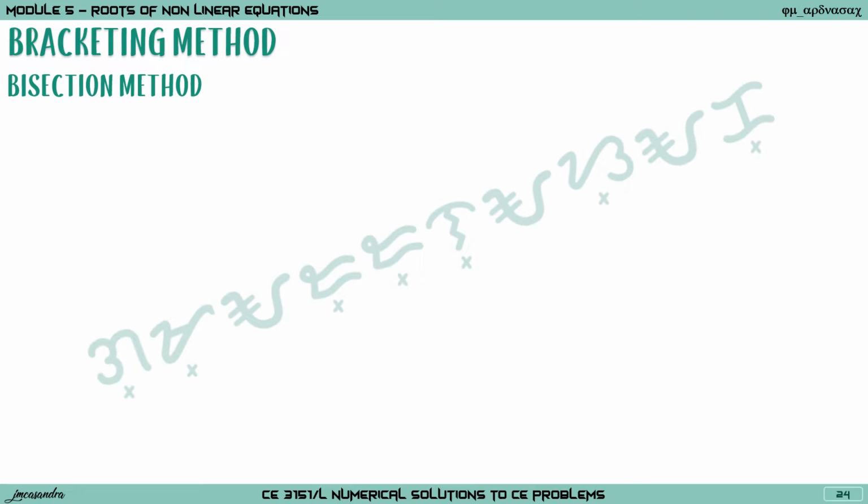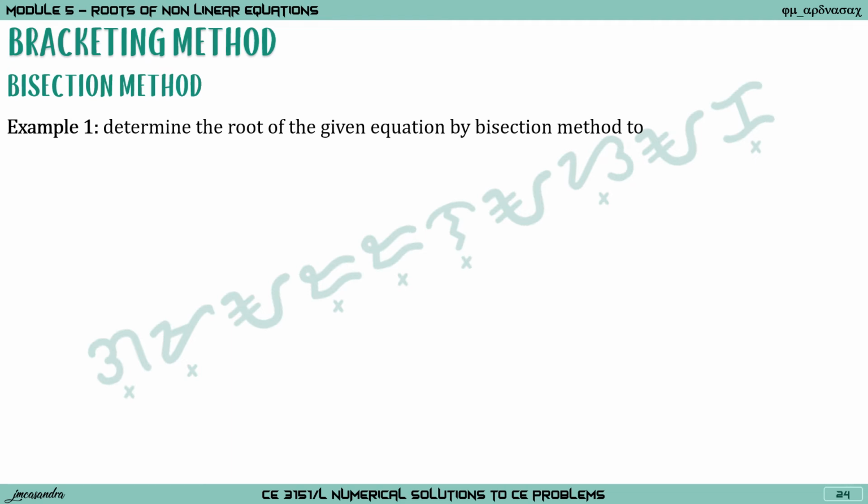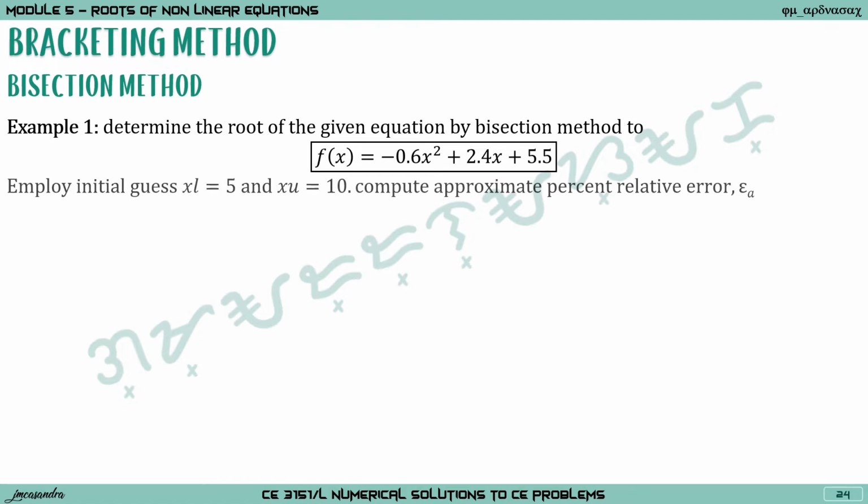To understand the bisection method under the bracketing method, we have an example. So we determine the root of the given equation. Function of x is equal to negative 0.6x squared plus 2.4x plus 5.5. So in this problem, we are to employ an initial guess of xl equal to 5 and xu equal to 10. And we are to compute likewise the approximate percent relative error epsilon t.